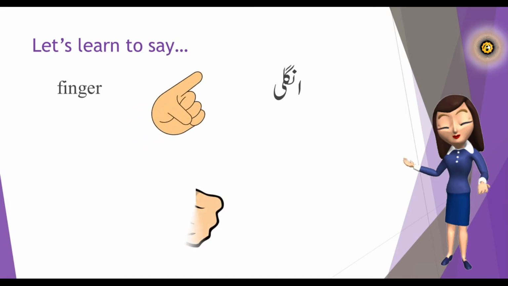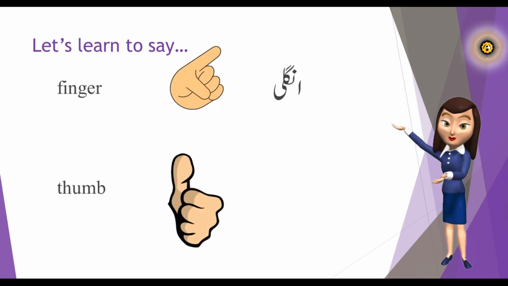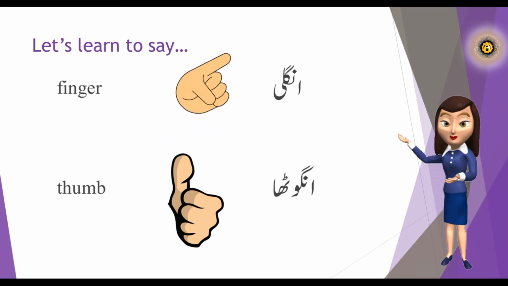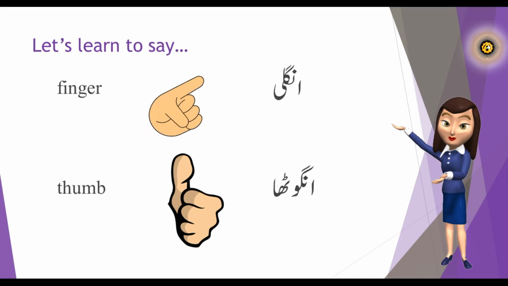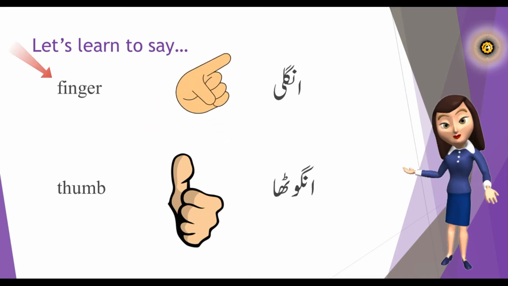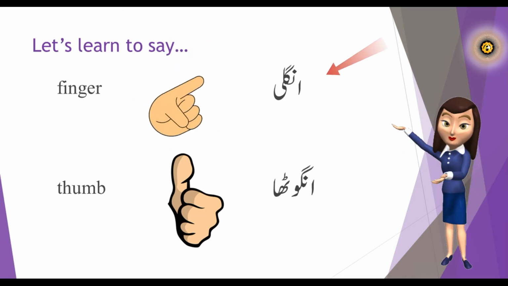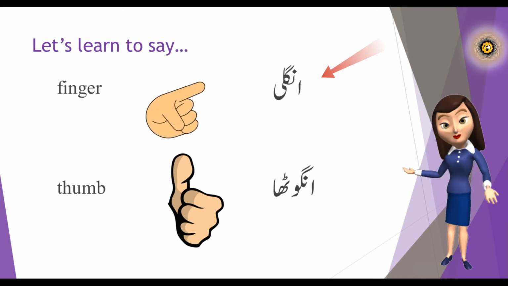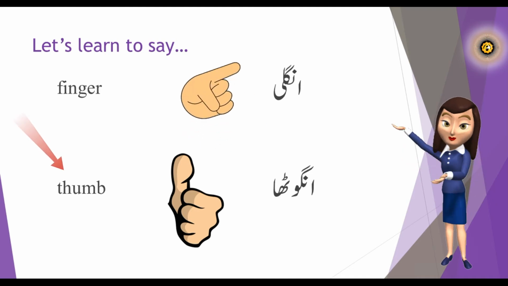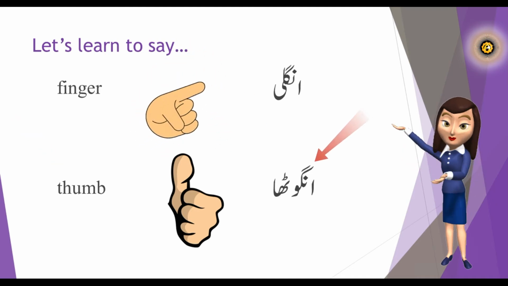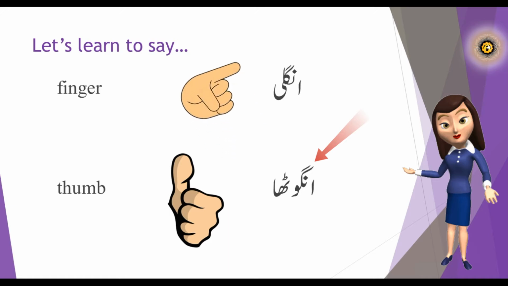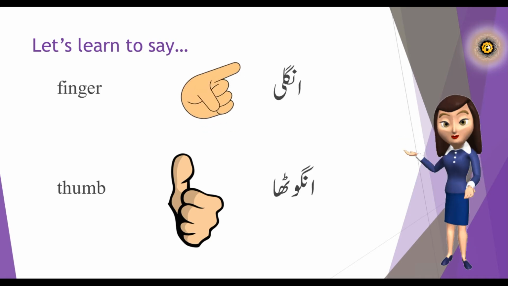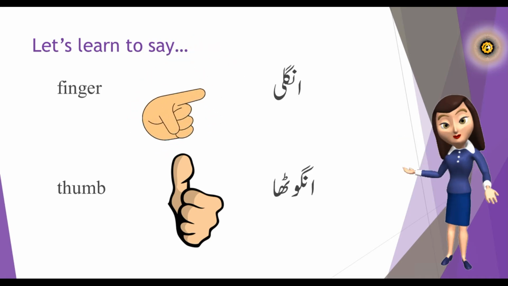Then in English we say thumb and in Urdu it is angutha. Angutha. Let's repeat one more time. In English we say finger and in Urdu it is ungli. Ungli. Then in English we say thumb and in Urdu it is angutha. Angutha. Repeat many times for better practice, okay?